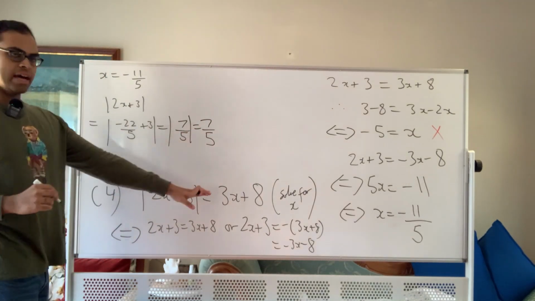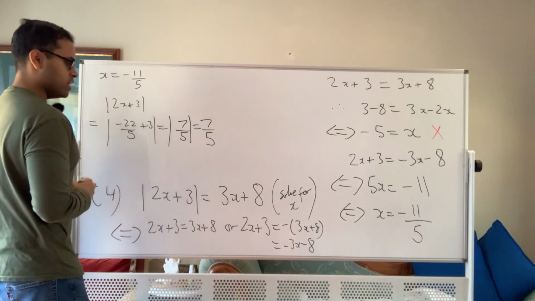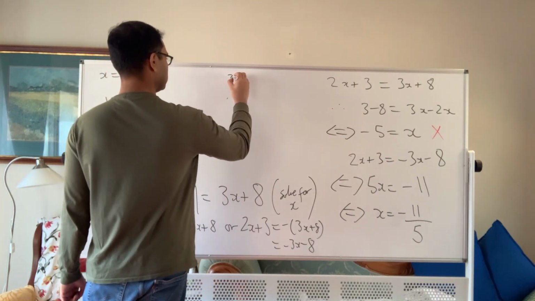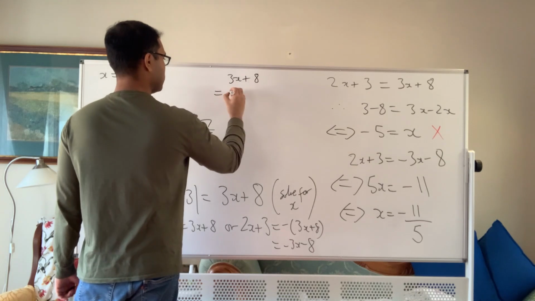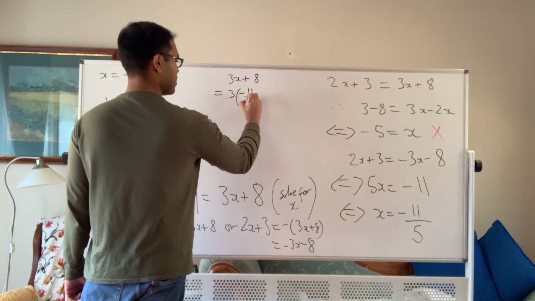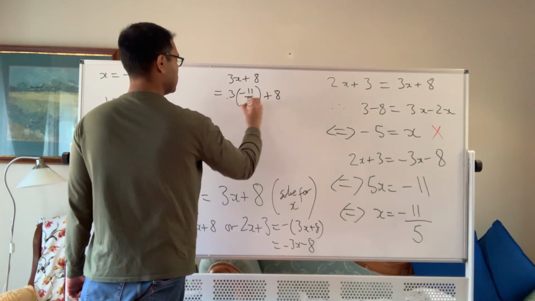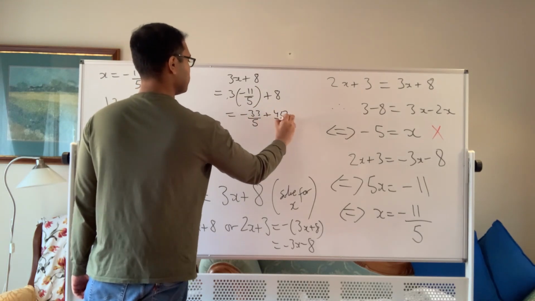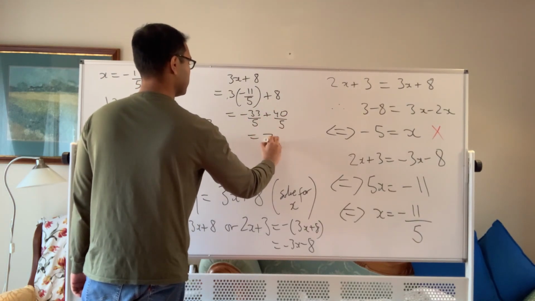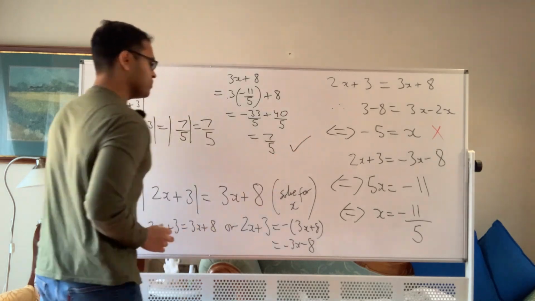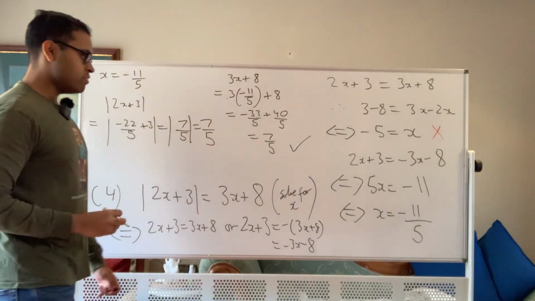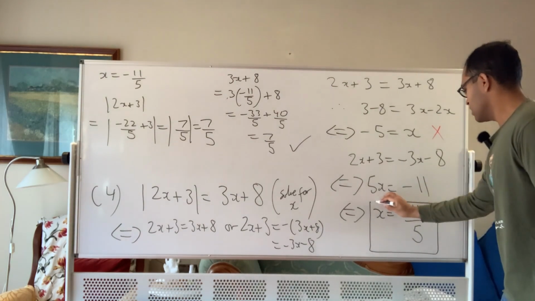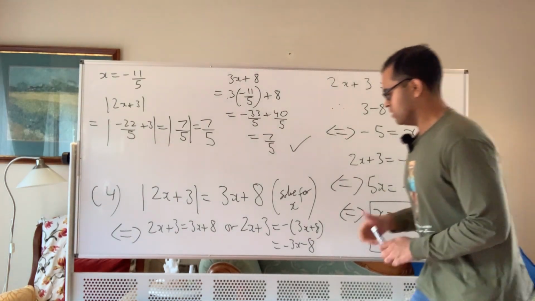And then on the other side, for 3x plus 8, you're going to get 3 times minus 11 over 5 plus 8, which is equal to minus 33 over 5 plus 40 over 5, which is also equal to 7 over 5. So therefore, that is a valid solution. So x equals minus 11 over 5 is a valid solution. This is a tick, and I'm going to put it with a green tick.